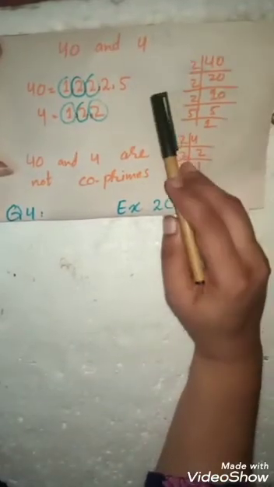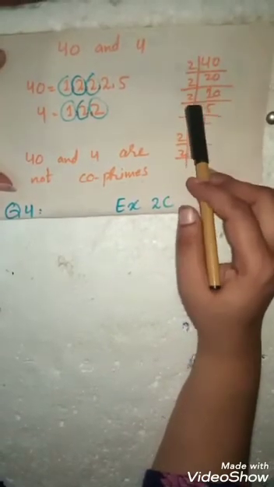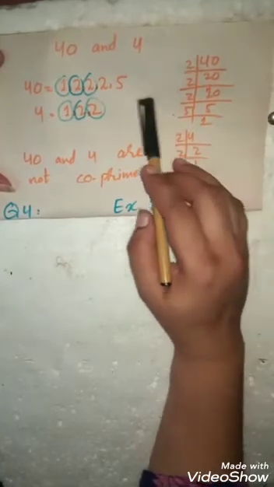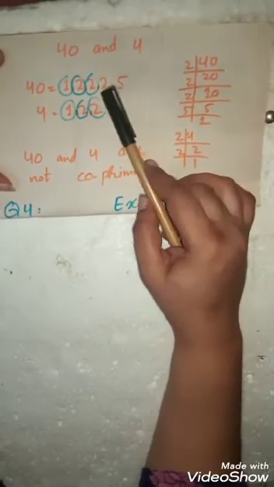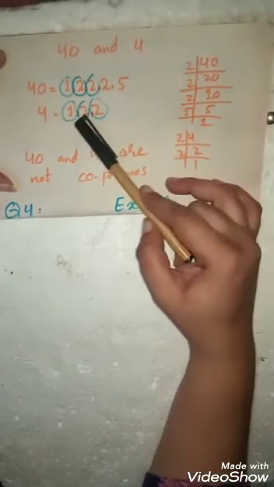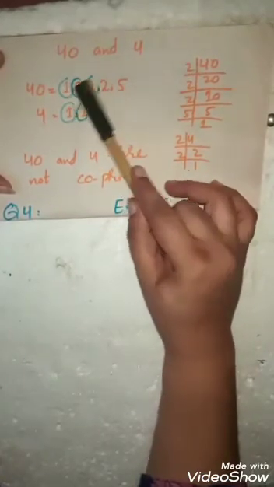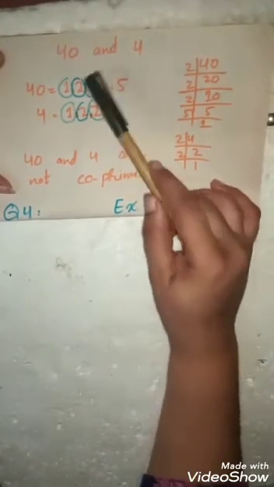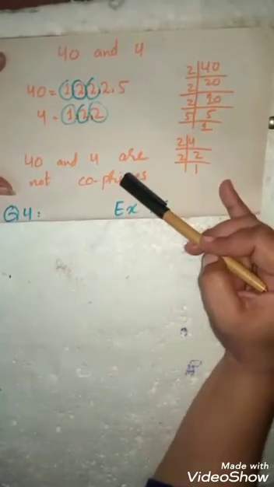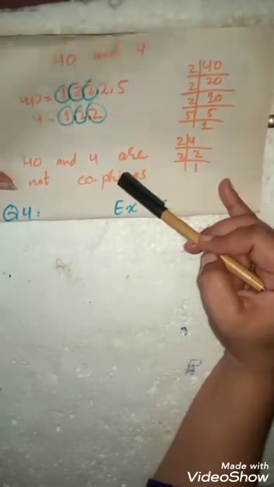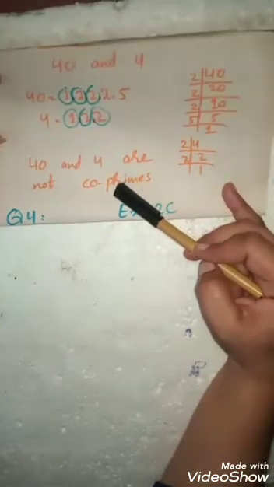Students, now I will tell you one more question in which the pairs are not co-primes. When we find the factors of 40, they are 1, 2, 4, 5 and so on, and when we find the factors of 4, they are 1, 2, 4. Here you can see we have more than one common factor, meaning 1, 2 and 4, three common factors. So these two numbers are not co-primes. Okay, hope you have learned this exercise. So now you will solve your question number 5 of exercise 2B.